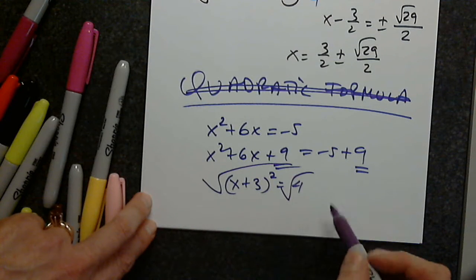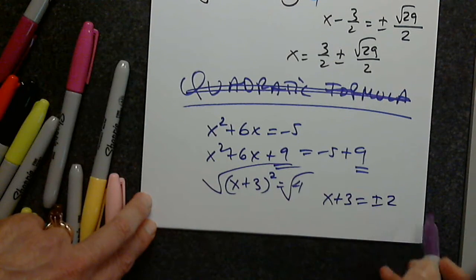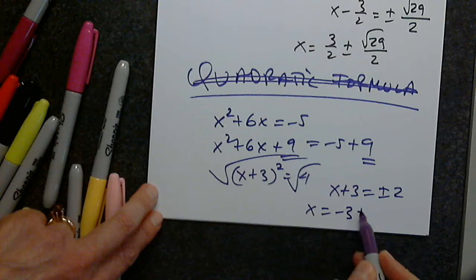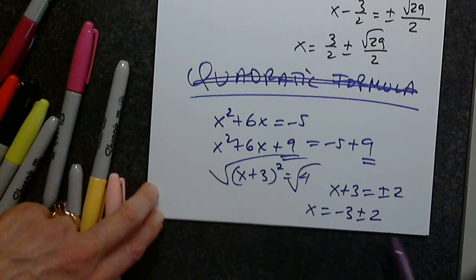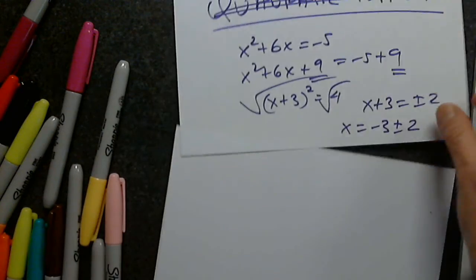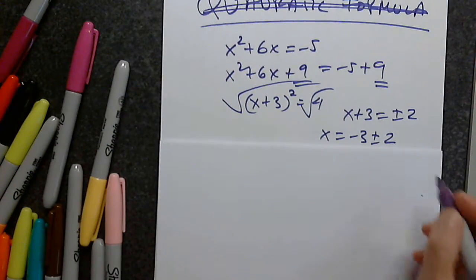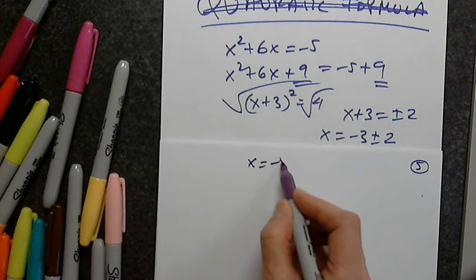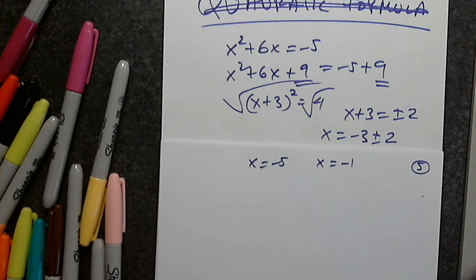So then we take the square root, and we get x plus 3 equals plus or minus 2, and x will be negative 3 plus or minus 2. That's how we get negative 5 and negative 1. So x equals negative 5 and x equals negative 1.